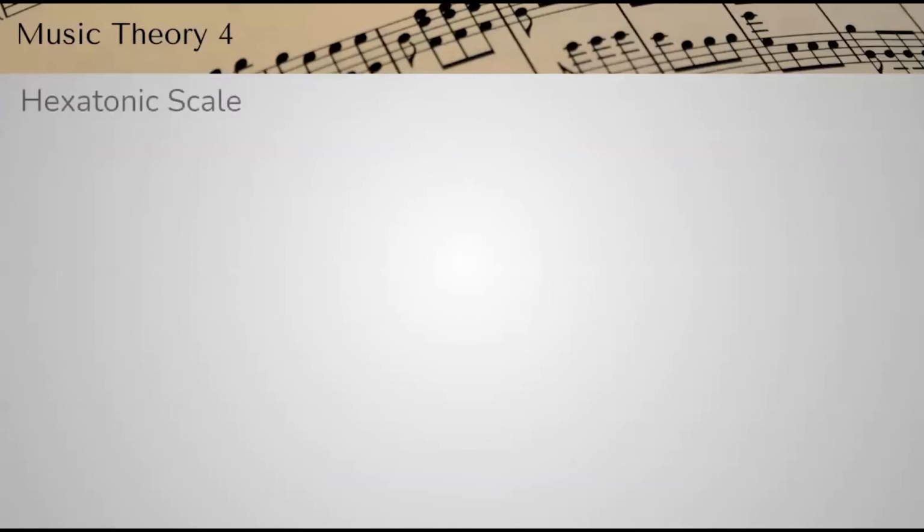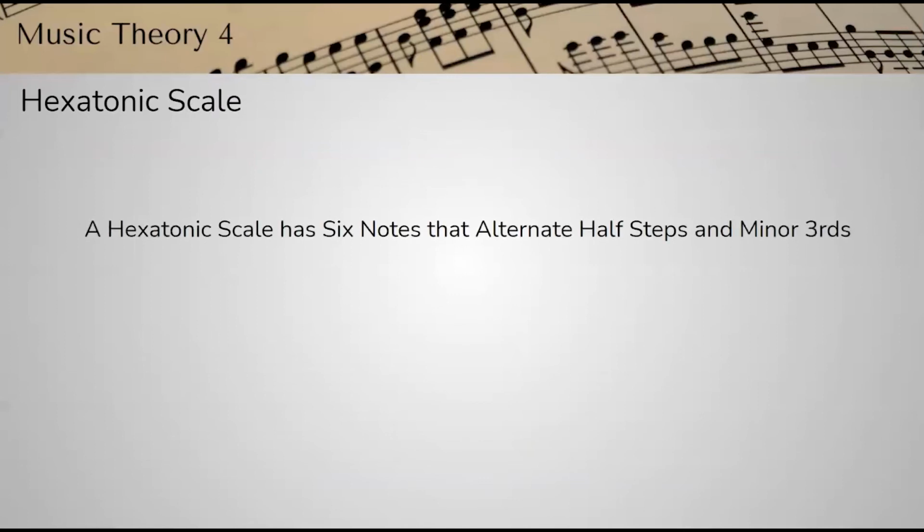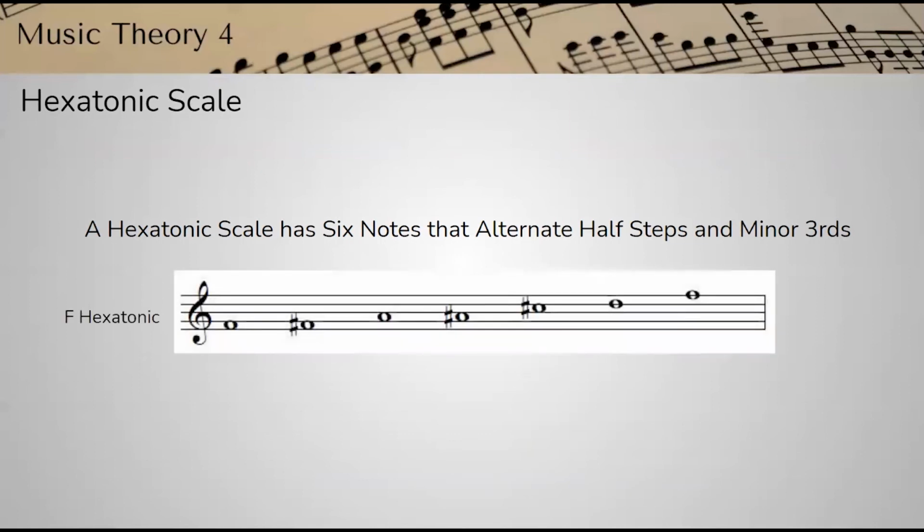Okay. Now, another one is the hexatonic scale, and like the name suggests, it's a 6-note scale. And this one will alternate half steps and minor thirds. So if we start this hexatonic scale on an F, we end up with something like this. All right, which is pretty strange, but interesting. So F to F sharp is a half step, F sharp to A is a minor third, A to A sharp is a half step, A to C sharp is a minor third, C sharp to D is a half step, D to F is a minor third. There you go.